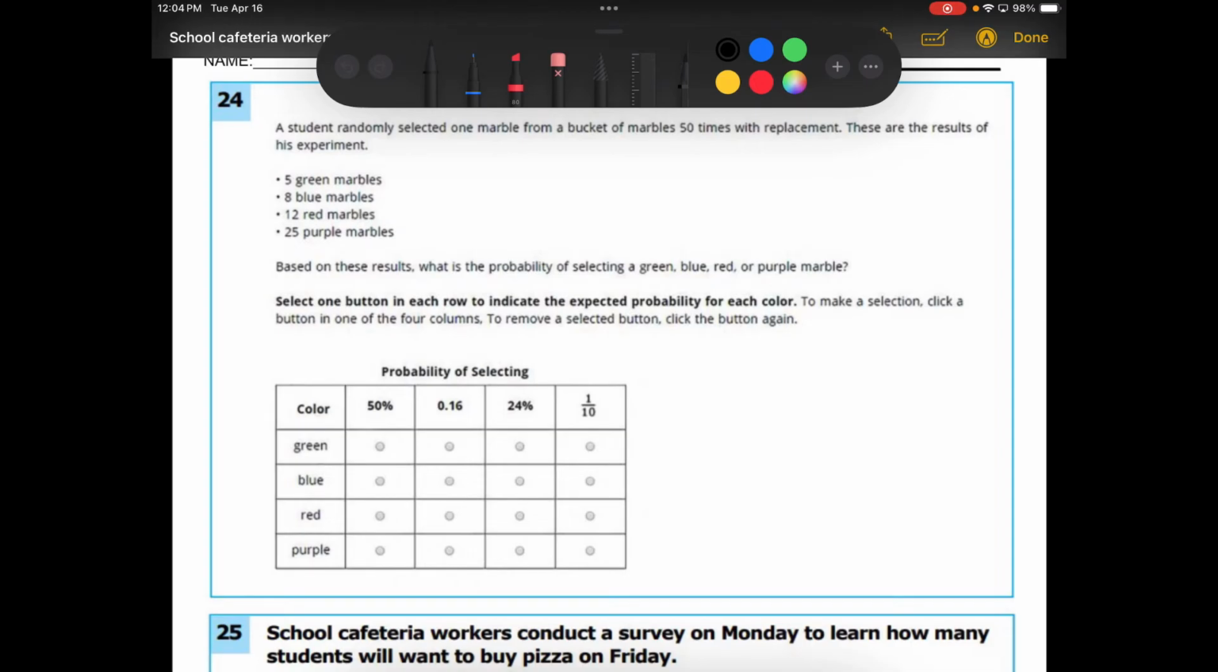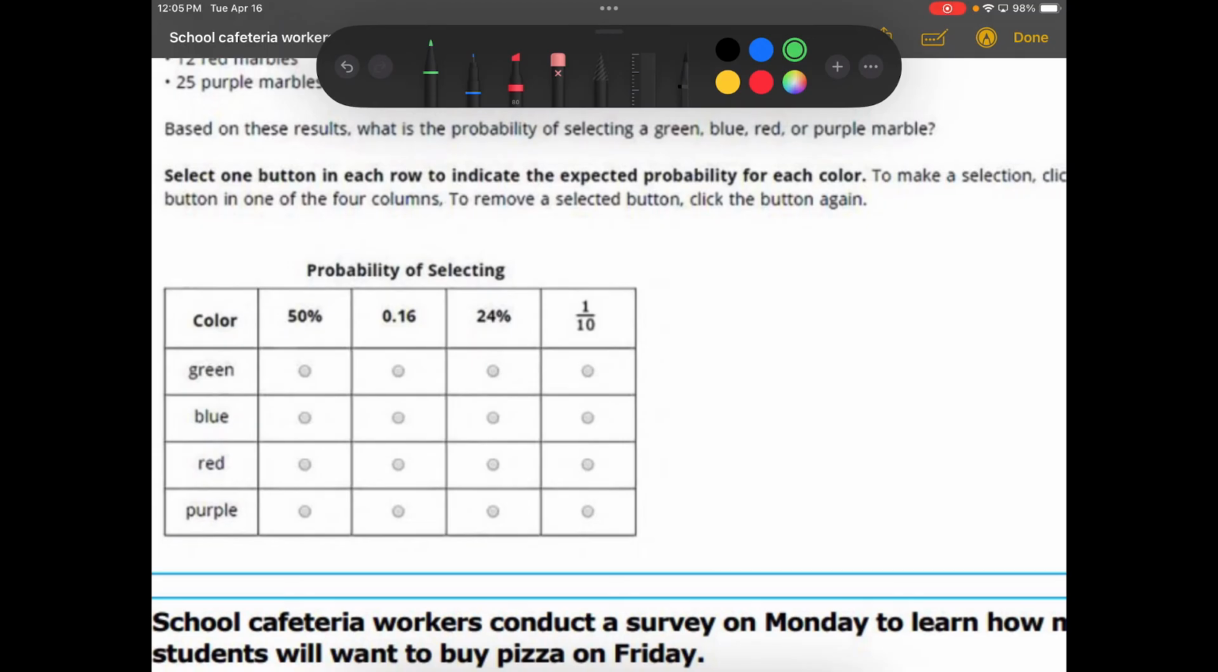Number 24. A student randomly selected one marble from a bucket of marbles 50 times with replacement. Again, they are putting it back. These are the results of his experiment. 5 green marbles, 8 blue marbles, 12 red marbles, 25 purple marbles. Based on these results, what is the probability of selecting a green, blue, red, or purple marble? What they want us to do here is identify the fraction, simplified fraction, decimal, and percent of each probability.